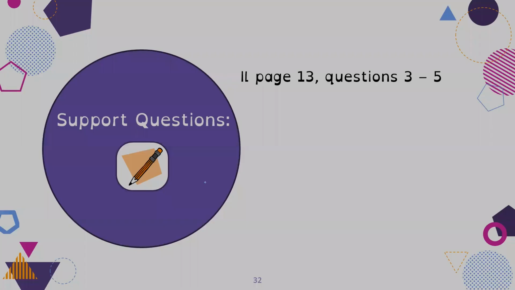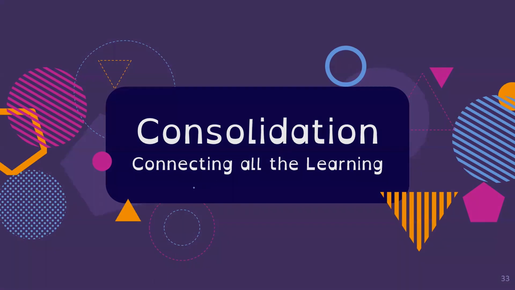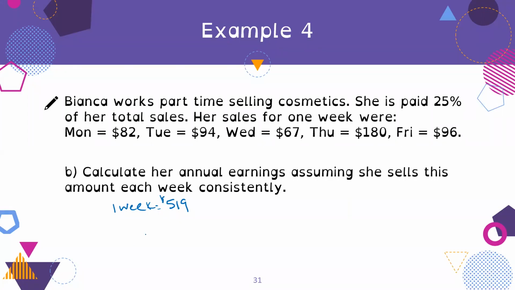So for annual, that's 52 weeks for the year. So we do 519 times 52.